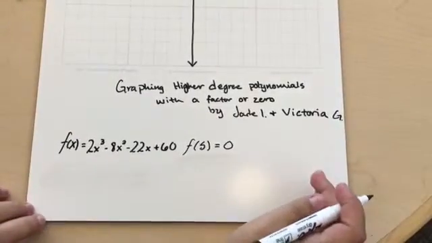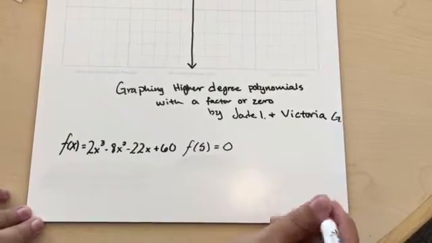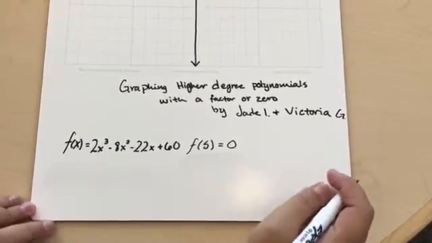This is Graphing Higher Degree Polynomials with its factor or a zero by Jade and Victoria G.